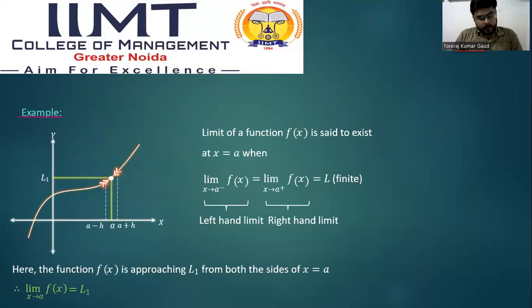Example: the limit of a function f(x) is said to exist at x equal to a when the left-hand limit x tends to a negative f(x) equals the right-hand limit x tends to a positive f(x) equals L, which is finite. So here the function f(x) is approaching L1 from both sides of x equal to a. Therefore, limit x tends to a f(x) equals L1.